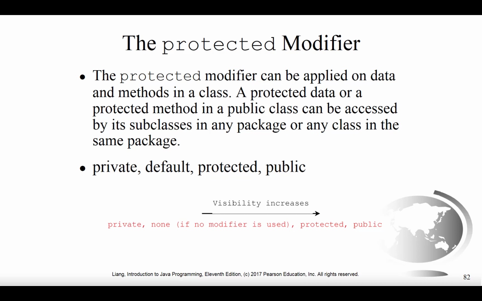And the next level of visibility is protected. And we'll discuss in a moment how that works compared to default and private. And finally, the maximum amount of visibility that you can have is public. So in increasing order, we have private, default, protected, and public.